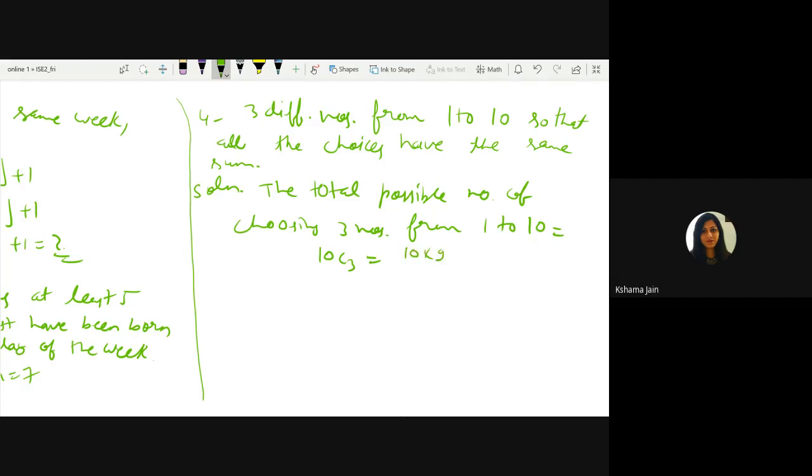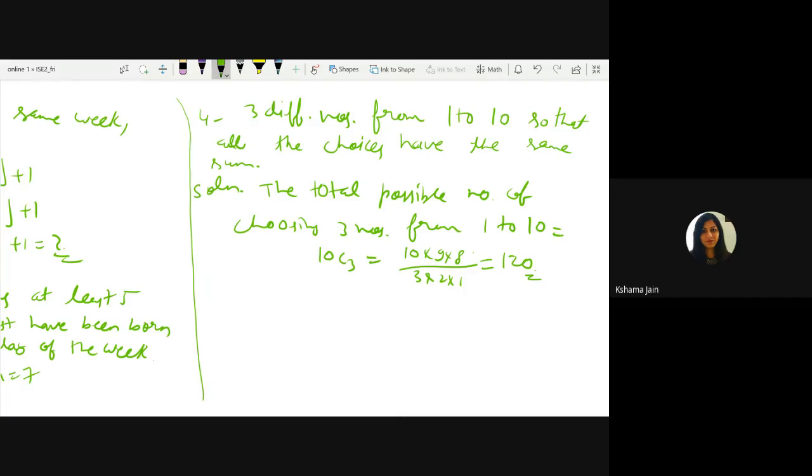10 into 9 into 8, and 7 is 3 into 2 into 1. It would be 30 into 4, 120. So this is the total number of possible, like I gave you example, 156, 178, 1358 or 268, any number. So the possible number of pairs of 3 numbers is 120 combinations. So we are having 120.